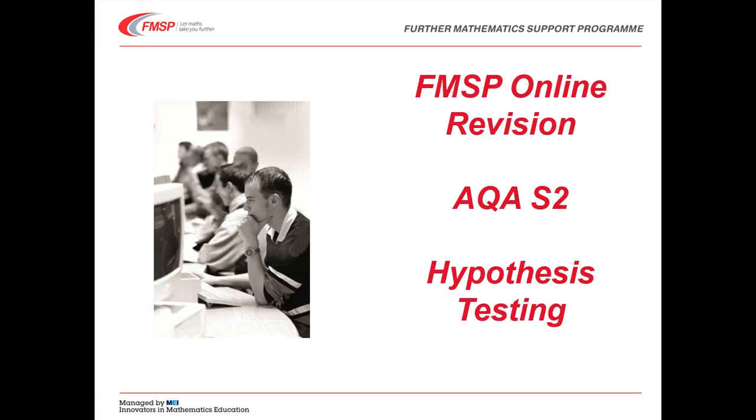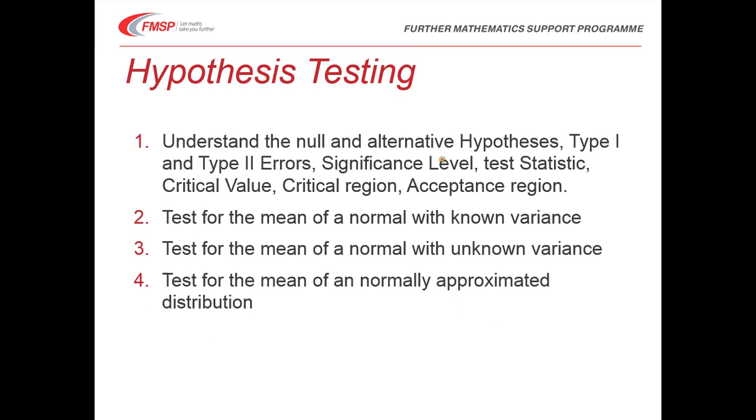So welcome to the Further Maths Support Programme online revision session for AQA Statistics 2, and in this session we're looking at hypothesis testing. There's a lot of language associated with hypothesis testing. We need to understand the concepts of null and alternative hypotheses, what type 1 and type 2 errors are, the concept of significance levels, what test statistics and critical values are, what we mean by critical region, and what we mean by an acceptance region.